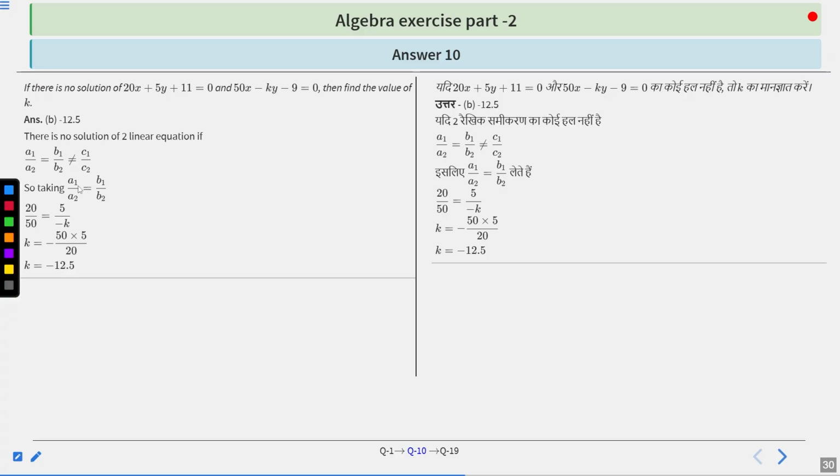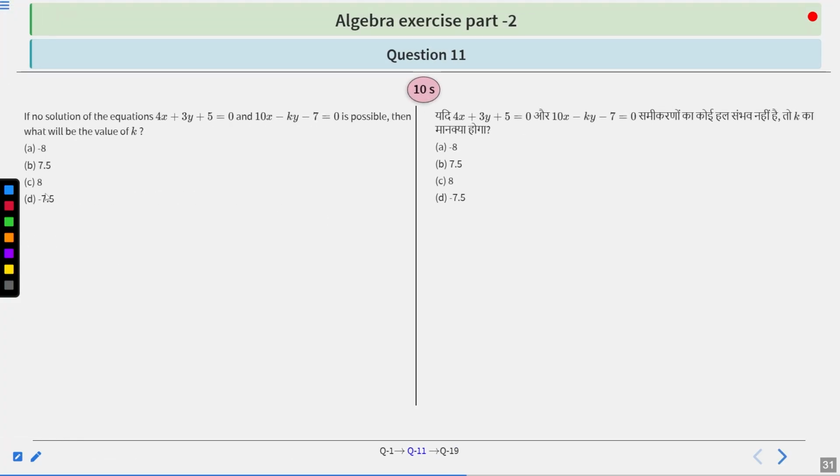So taking a1 upon a2 equal to b1 upon b2, that is 20 upon 50 equal to 5 upon minus k. After cross multiplication, the value of k is going to be minus 50 into 5 upon 20. 50 into 5 upon 20 is 12.5, and we have to take into consideration minus also. So the value of k is minus 12.5. That means option number B, minus 12.5 is the correct answer.